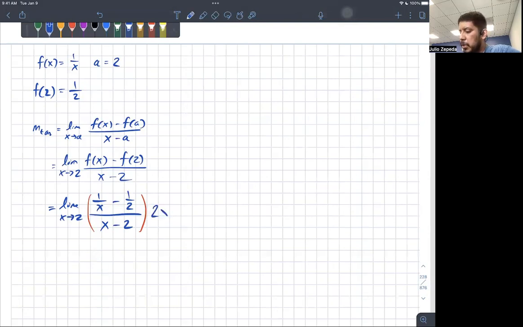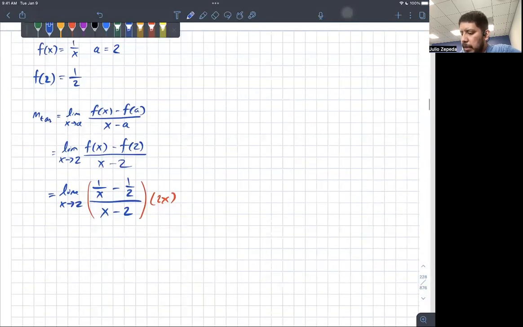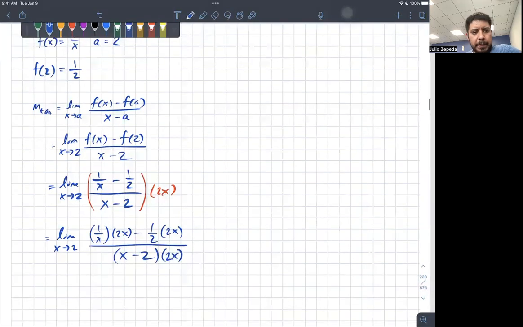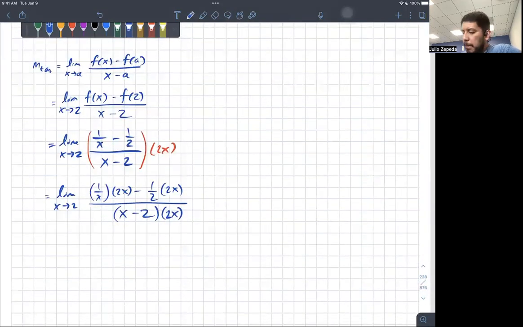So we'll multiply by 2x on both the top and the bottom. And I'll show the step here because I think we didn't have too much time in class to talk about complex fractions, but 1 over x is going to be multiplied by 2x. 1/2 is going to be multiplied by 2x. And then x minus 2, that is also going to be multiplied by 2x, but maybe we'll just leave that without multiplying it.